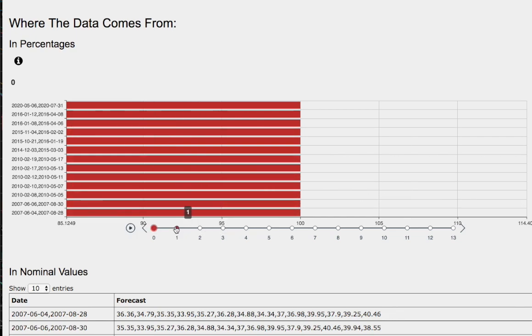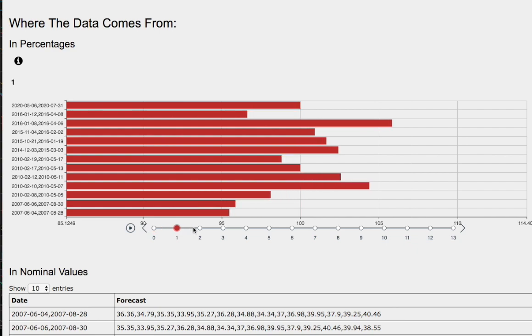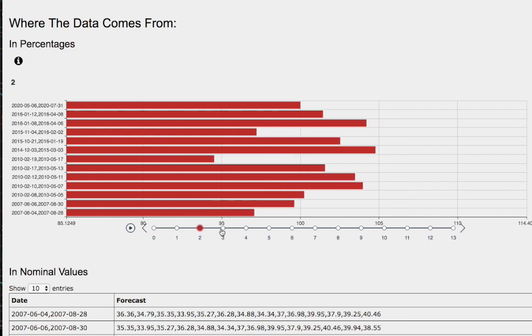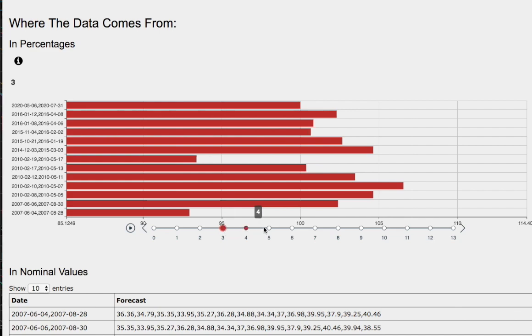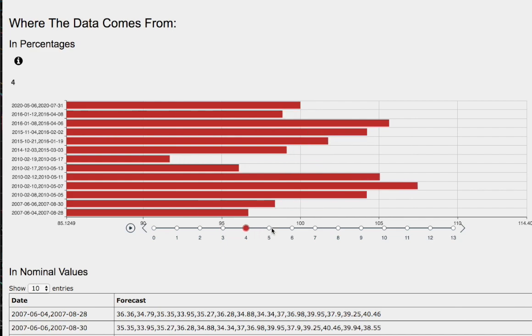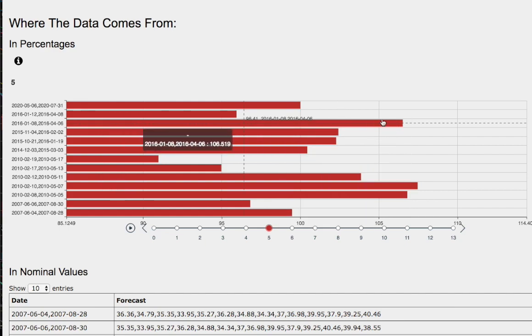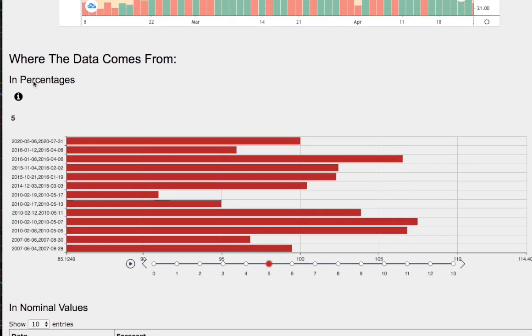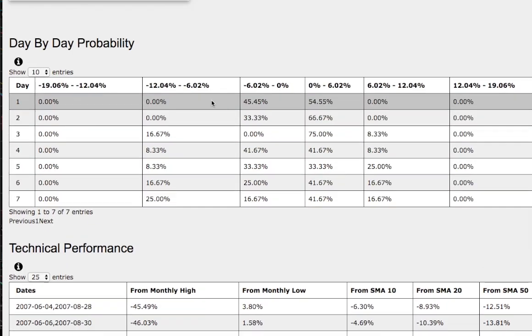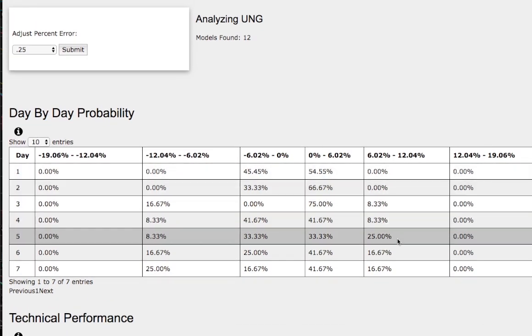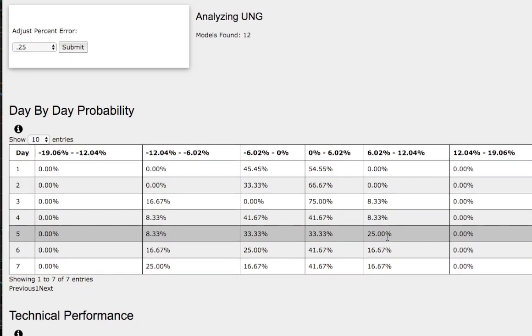So now we examine the day-by-day forecast for natural gas. We have 1 day out, that will be a Tuesday, and 2 days out will be a Wednesday, and so on. So we have 3 days out, 4 days out, 5 days out. Back then, natural gas continued to climb higher. Back then, it was up around 6.5%. And if we head back to the day-by-day probability model, that coincides with this standard deviation right here, a 25% chance for natural gas to climb between 6% to 12%.